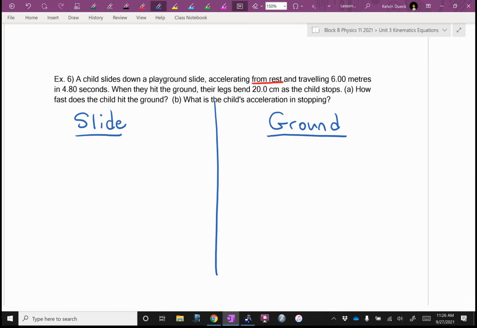And now I'm going to read through this very carefully, and I'm going to look for physics words and numbers, but I'm also going to ask, are these on the slide or on the ground? So from rest, what's that tell me? VI is 0. Are we from rest on the slide or on the ground? Six. What's that? On the slide or on the ground? I think still on the slide. 4.8. What's that? On the slide or on the ground?